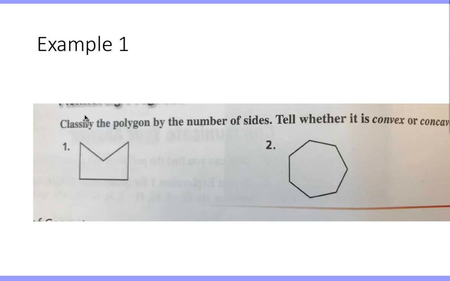So, a quick example. It says classify the polygon by the number of sides and whether it is convex or concave. For number one here, we're going to go ahead and count: 1, 2, 3, 4, 5. And since if I drew a line all the way through here, it would hit the interior, I would call that a concave, 5 sides, pentagon.